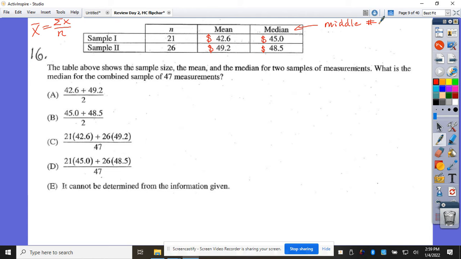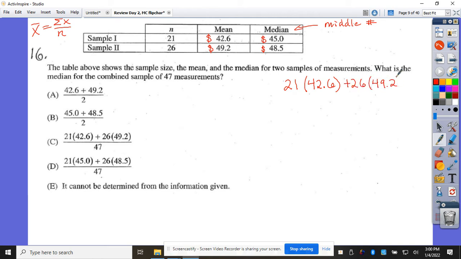So if I wanted to put these together, sample 1, each student has an average of $42.6, and there are 21 of them. Can I figure out how much money that class has? Yes. By doing what? Multiplying 21 times 42.6. And then how would I figure out how much sample 2 has? 46 times 49.2.